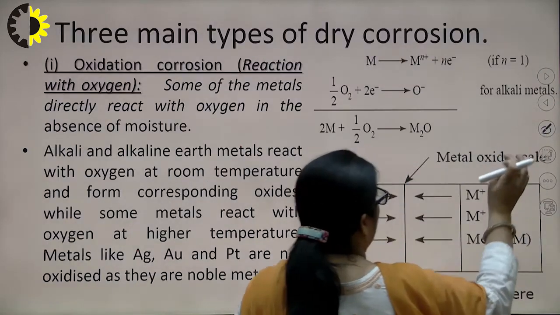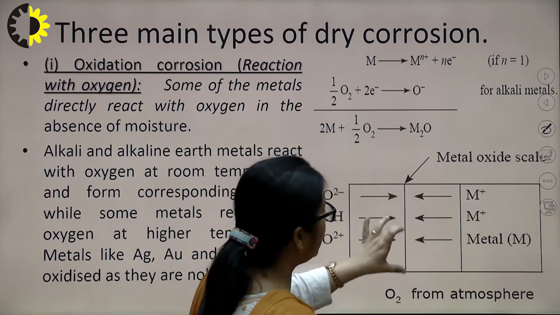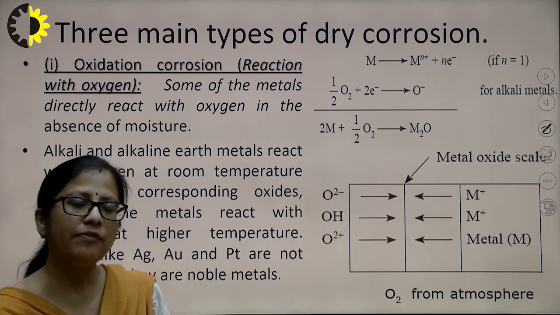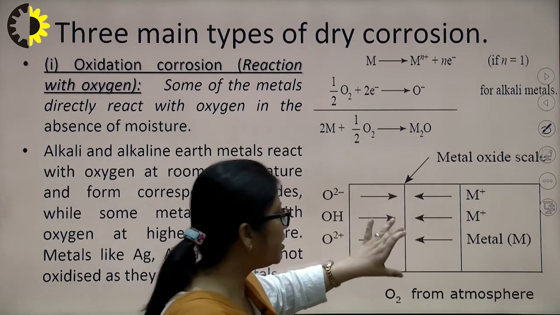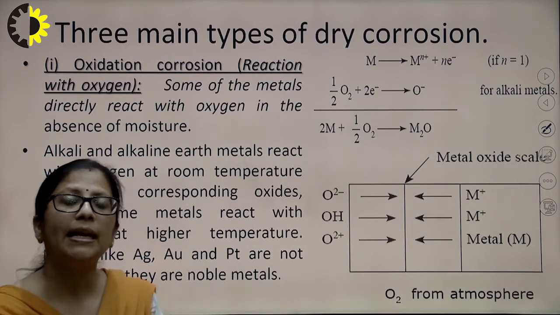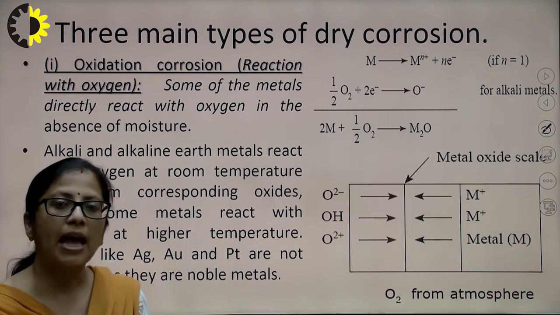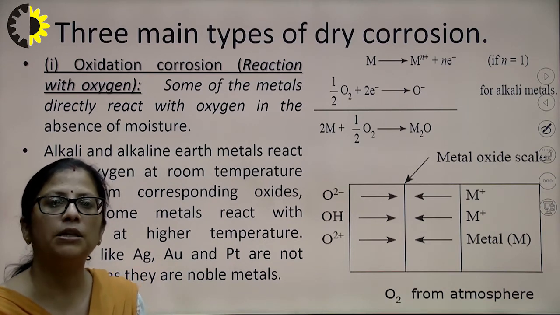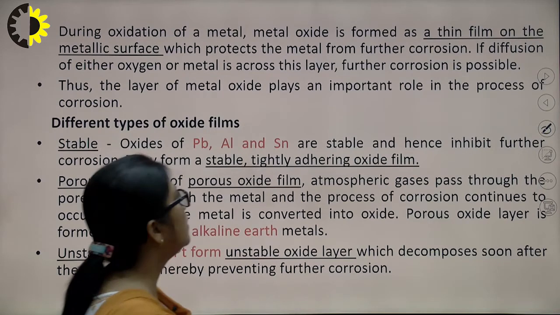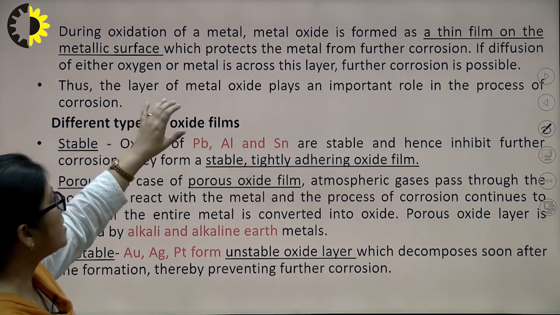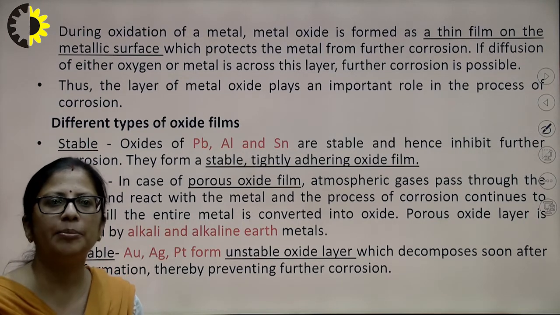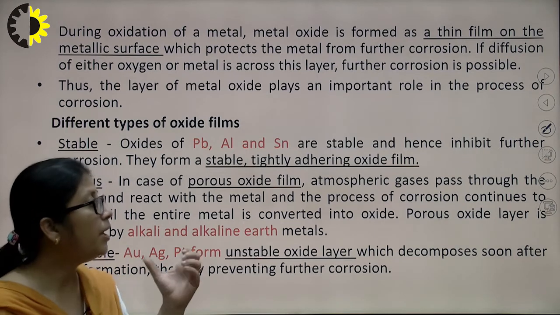Here I was discussing how the metal oxide layer is formed. This layer is generally protective towards the metal, but if, after formation of this layer, the diffusion of oxygen or metal does not stop, then corrosion will take place again and again, and further layers will get converted into the metal oxide. So this metal oxide layer plays an important role in the process of corrosion. How? I am going to discuss.